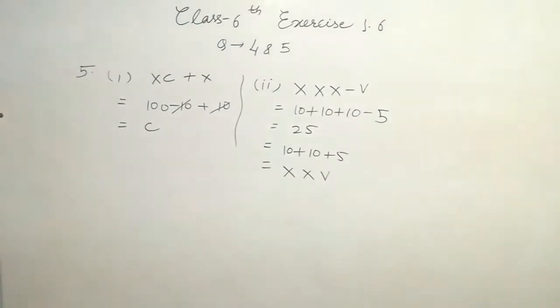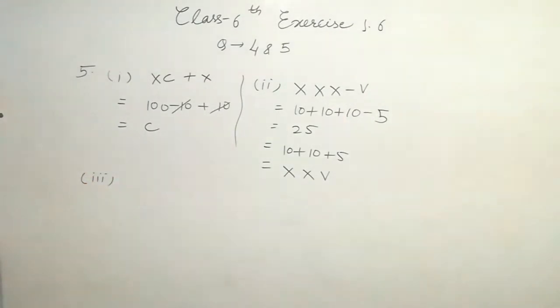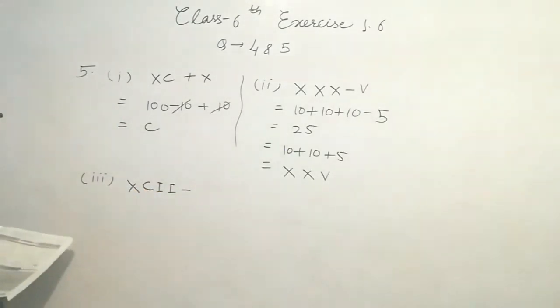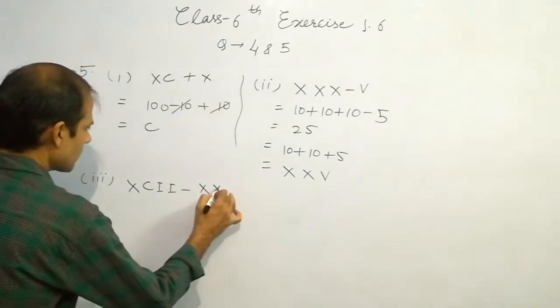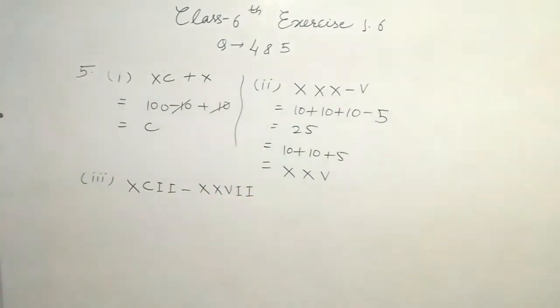Next is the third question. Third is XCII minus XXVII. XCII minus double X V double I. Okay students, now what is this number in Hindu Arabic?